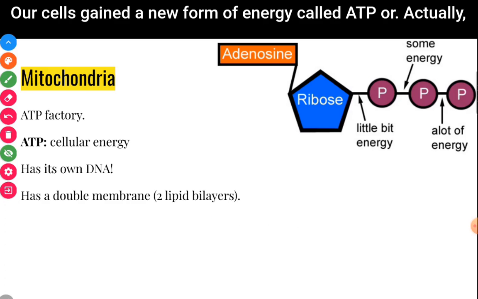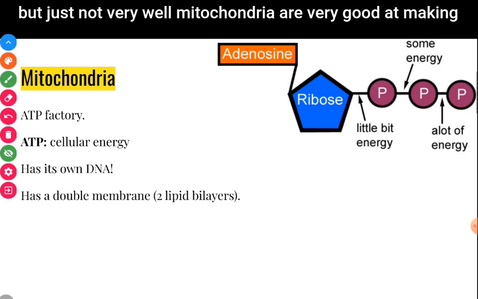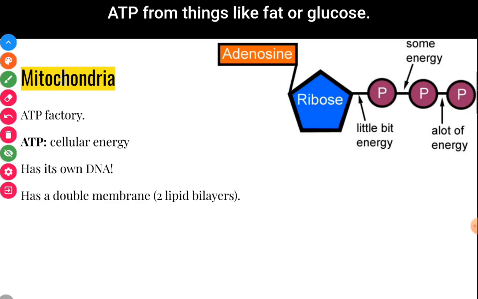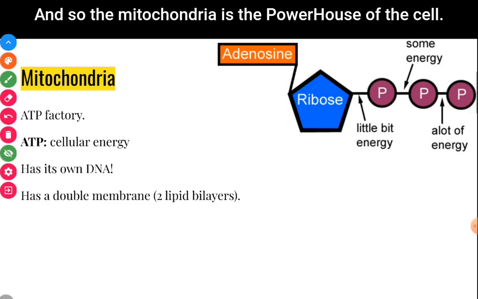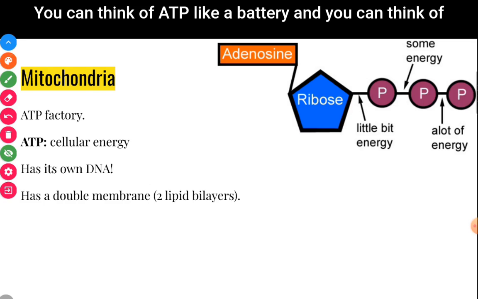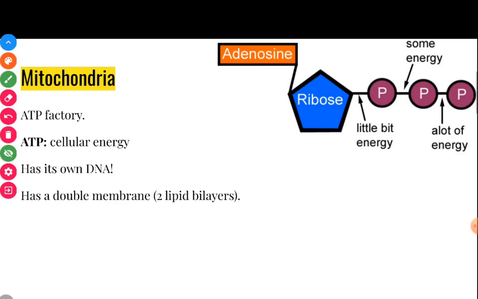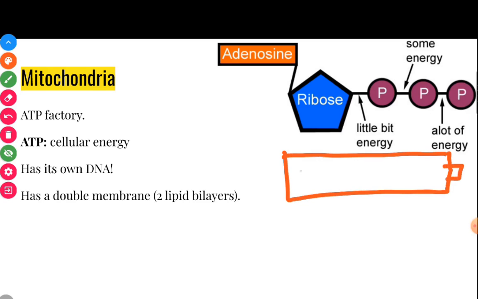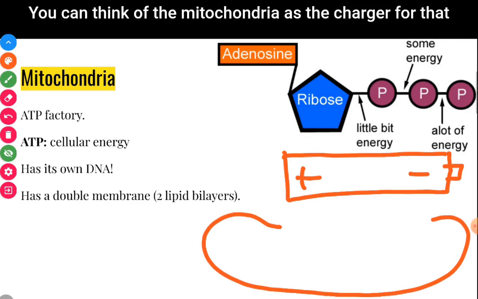Our cells gained a new form of energy called ATP. Or actually not new. We could make ATP before the mitochondria, but just not very well. Mitochondria are very good at making ATP from things like fat or glucose. And so the mitochondria is the powerhouse of the cell. You can think of ATP like a battery, and you can think of mitochondria as a battery charger. And so I'll draw the battery here. You can think of the mitochondria as the charger for that battery.